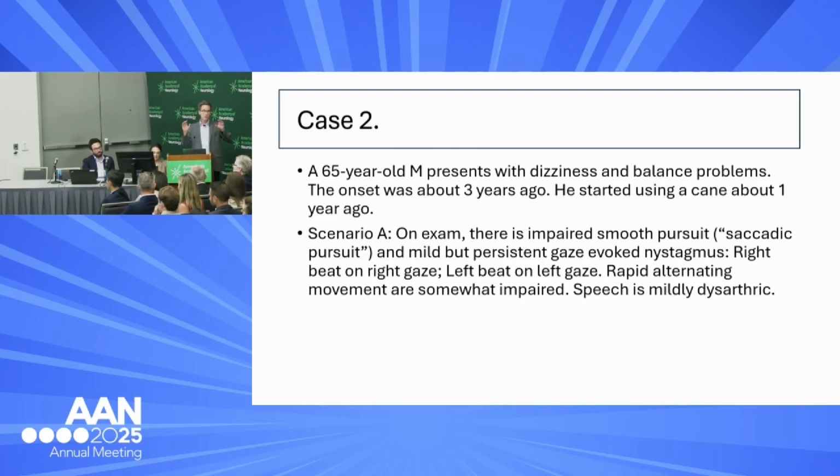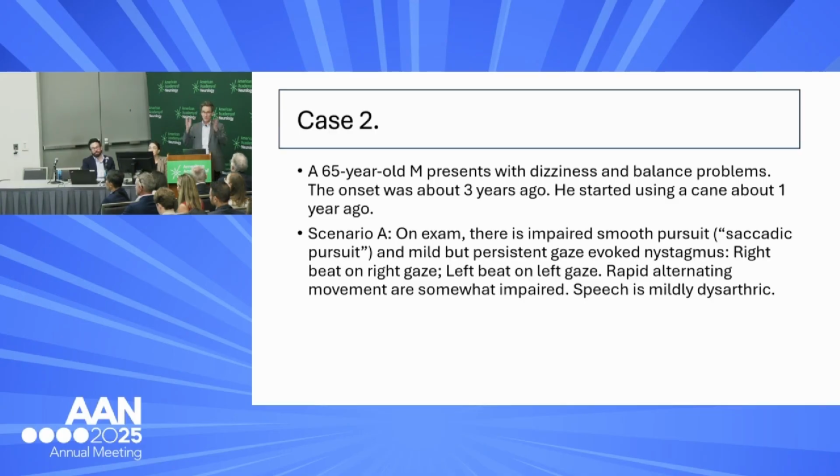And I'm going to go through 2 different scenarios to talk about probably the 2 conditions that, if things are missed, it's usually one of these when we see these kind of chronic dizziness patients. And so scenario A is on exam, the person has impaired smooth pursuit.